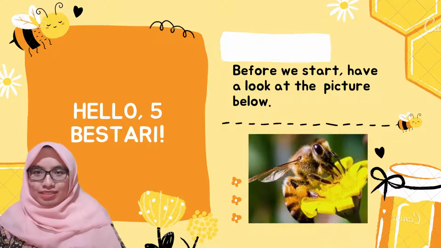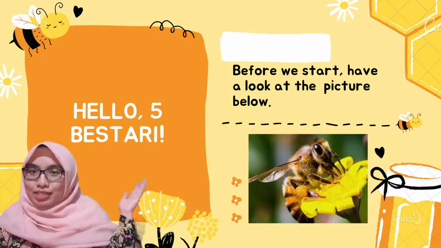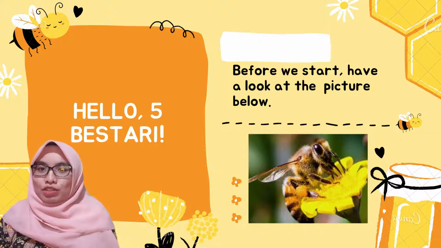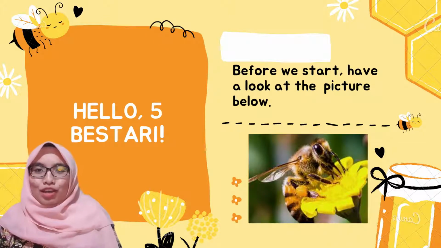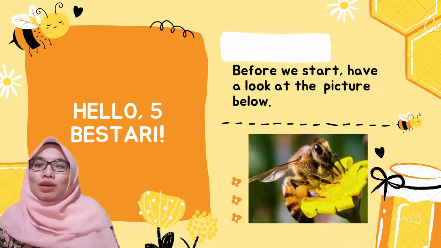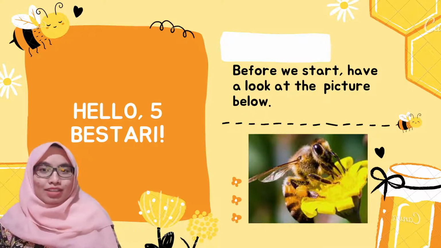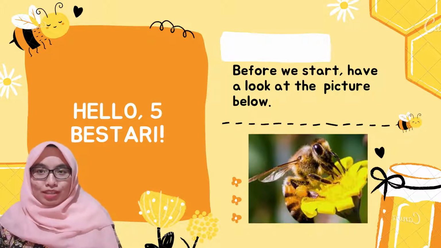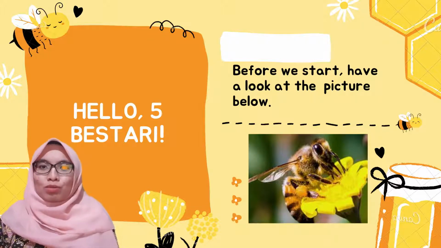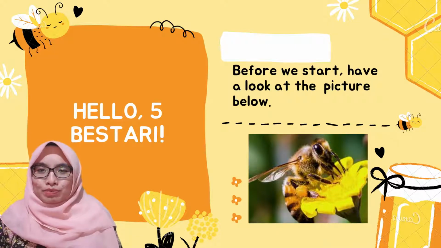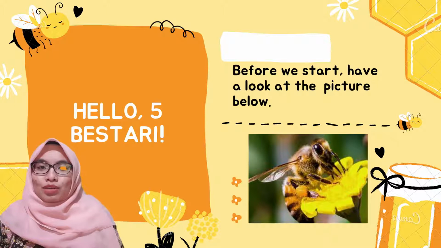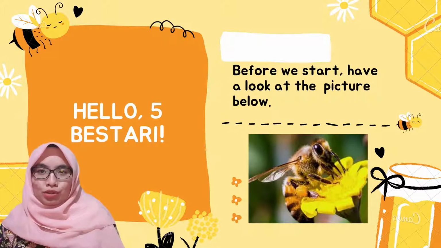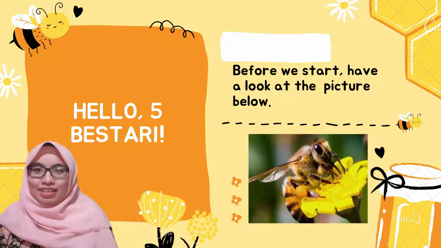For today, before we start, I want you to have a look at this picture. So can you see the picture? If you can see the picture, do you know what it is called? If you know the answer, then it's great, but if you don't, then it's okay because I'll tell you the answer. This is a bee. Have you ever seen a bee before this? I'm pretty sure most of you have. So, for today's lesson, we are going to learn something related to this picture. And if you are curious about what it is, then let's get started.